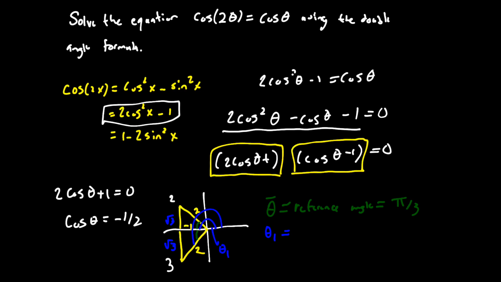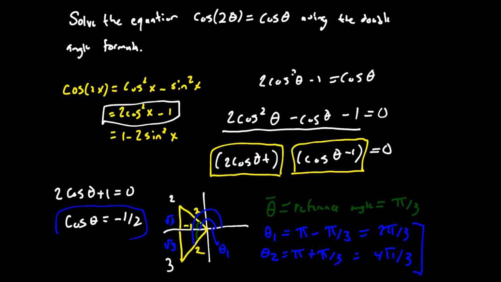Then theta 1 is going to be found by taking pi minus our reference angle. And this leaves us with 2 pi divided by 3. Then theta 2 is found by taking pi and adding our reference angle. And this leaves us with 4 pi divided by 3. So we found our two particular solutions to this equation here. And to find the general ones, we just add a 2 pi k to each solution.